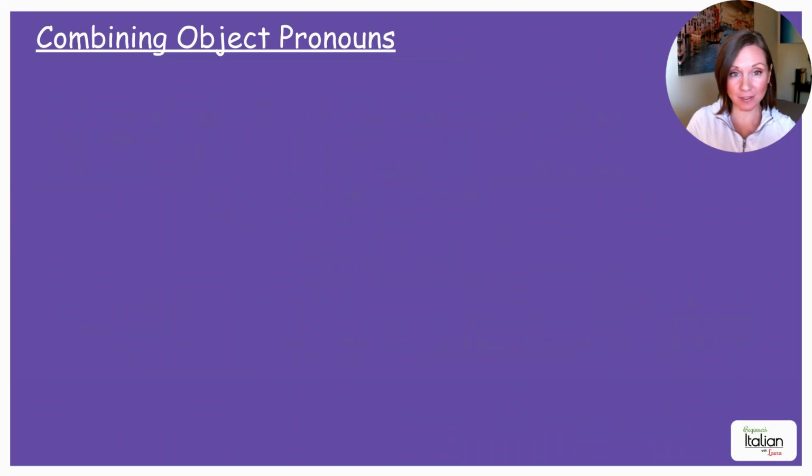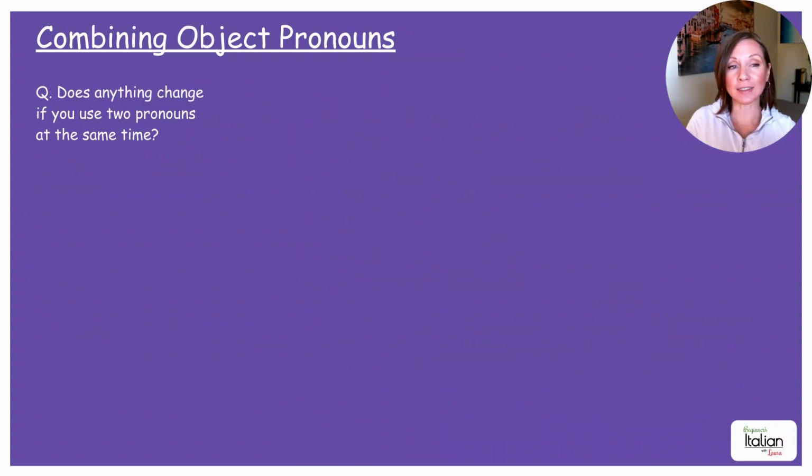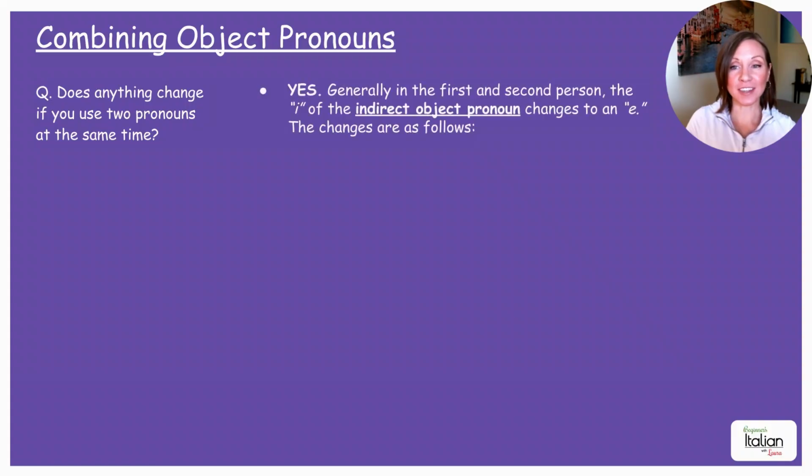Combining object pronouns. So does anything change if you use two pronouns at the same time? Yes. Generally, in the first and second person, the I of the indirect object pronoun changes to an E. The changes are as follows.